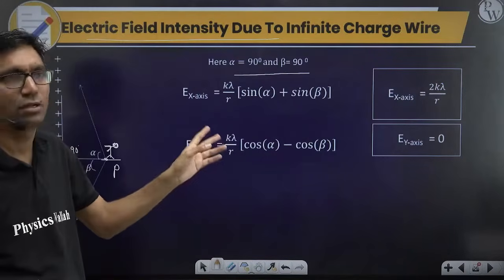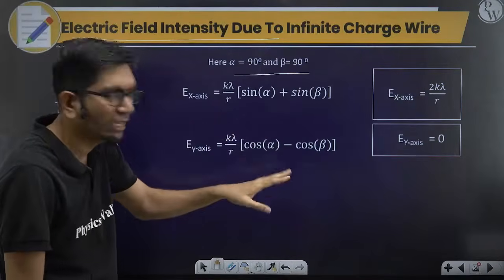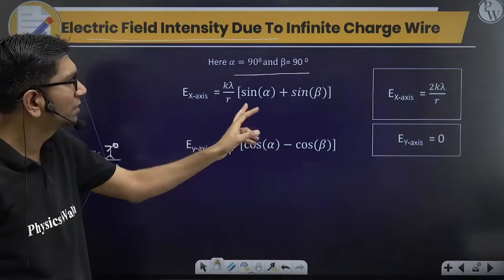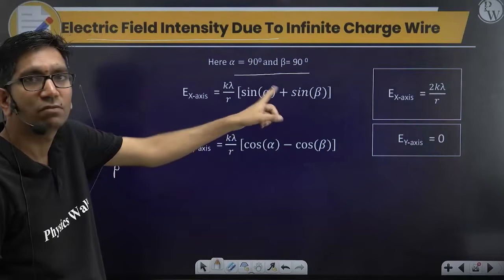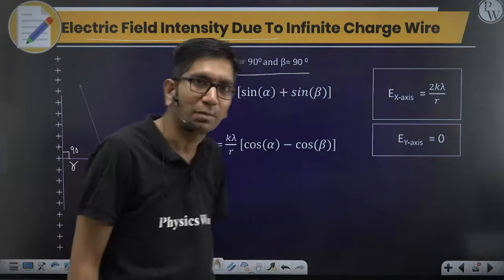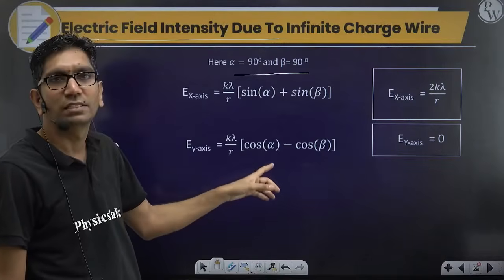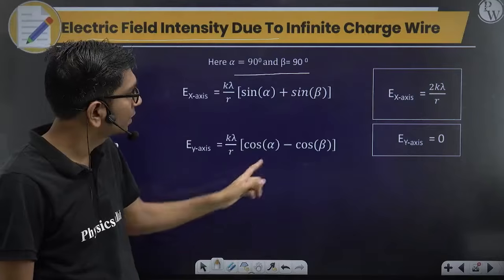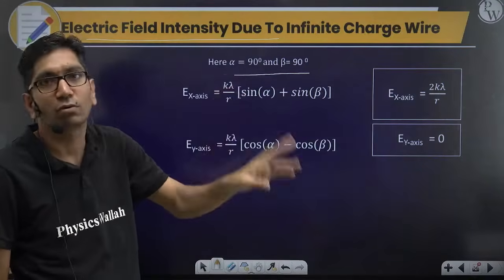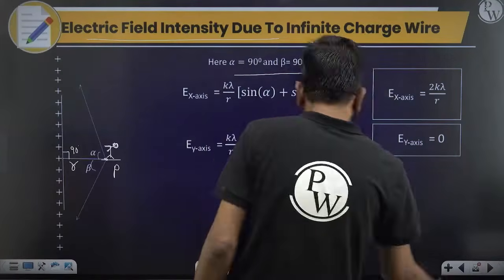Just put it down in this formula. Just now we have learned this formula. Just put it down here. So this is 90, this is 90, sin 90 is 1, 1 plus 1, 2. Finally 2k lambda by r we got. For the other component, this is 90 and this is 90, cos 90 is what? 0. So finally, along the y-axis we don't have any, only along the x-axis we have.